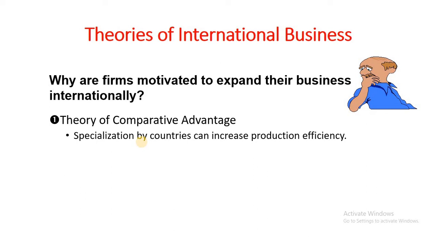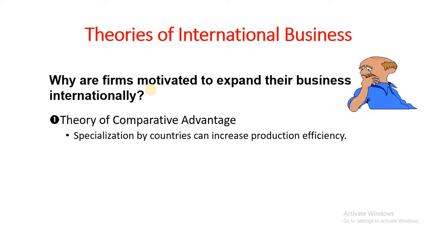First of all, the theory of comparative advantage. Based on this theory, countries should specialize in production so that they can increase their production efficiency. For example, Bangladesh has expertise in jute production. On the other hand, Brazil has expertise in coffee production. So, based on this theory, Bangladesh should specialize in jute production because Bangladesh can produce jute in the most efficient way.